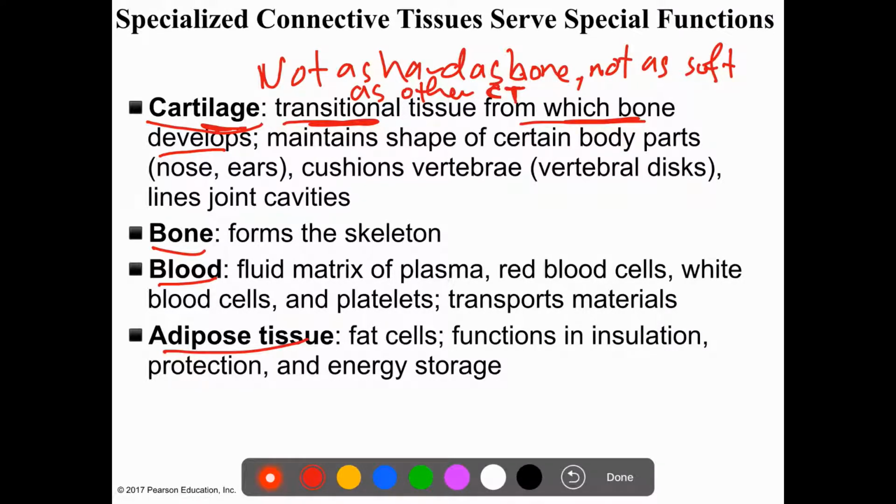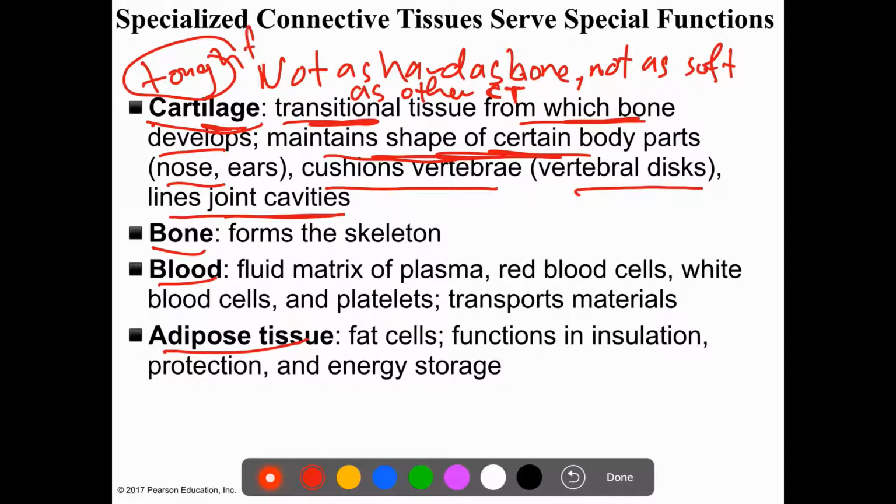Now cartilages are important because they maintain the shape of certain body parts like the nose and ears. They cushion vertebrae, like in the vertebral disc, and they line the joint cavities. Cartilage is a tough material, and it exists in areas where we need toughness, but also we need some flexibility. And that is the beauty of the cartilage. So they are strong, of course not as strong as bones, but yet they are extremely strong, yet they are flexible. And that's how we are able to move, for example, through our vertebral disc.